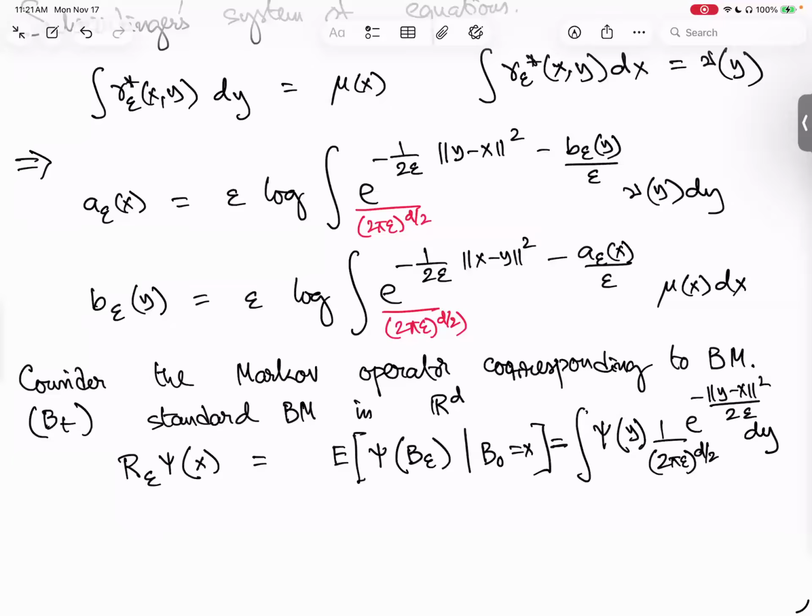The reason why I'm writing this is that I think of this R epsilon as an operator over functions. I have a function psi. I apply R epsilon on my function psi to get another function, R epsilon psi, that I can now evaluate. This is a Markov operator for Brownian motion. If you've done some stochastic calculus, you will know that this is a fundamental operator when you do stochastic calculus.